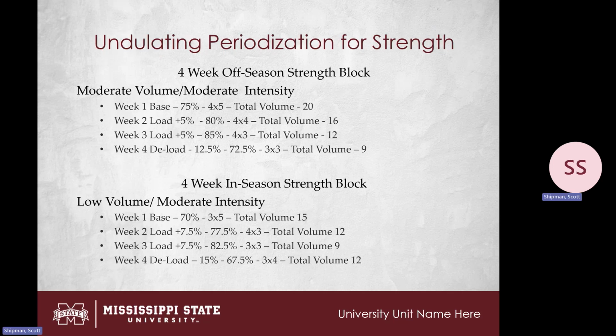So, kind of going over some ways of periodizing strength. You're looking at a 4 week off season strength block and a 4 week in season strength block. You can see from week 1 to week 3, we're increasing by 5% each week, and we are decreasing the total volume of each day from 20 reps to 16 to 12.